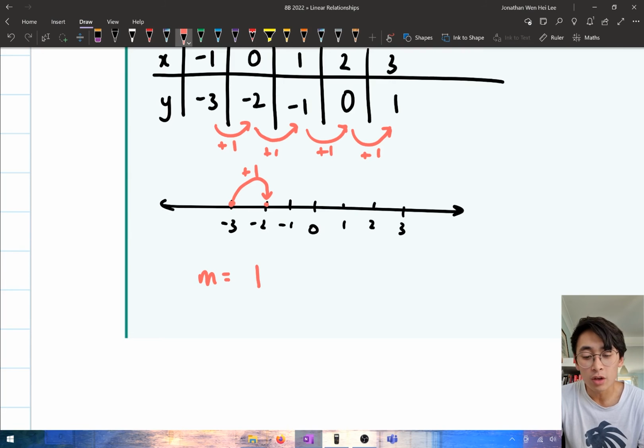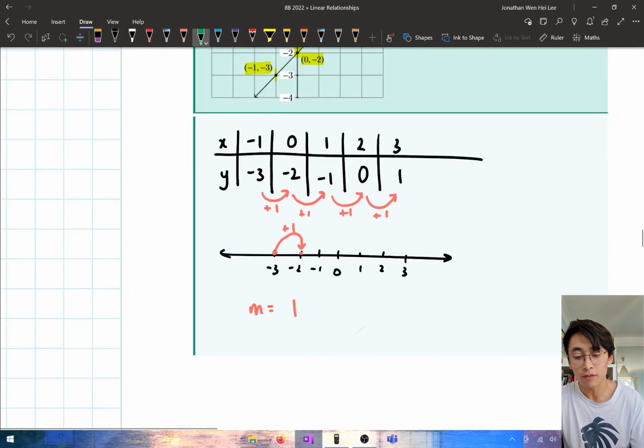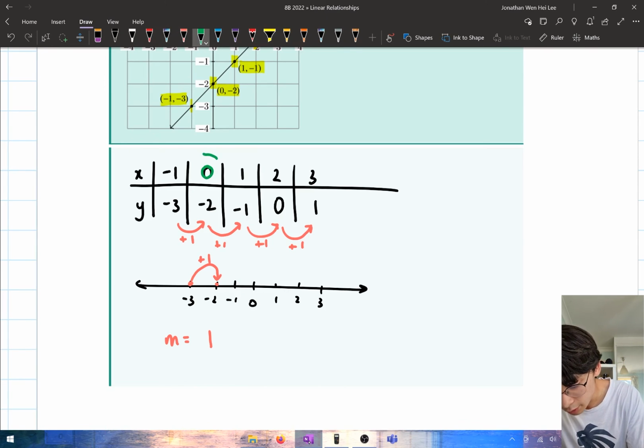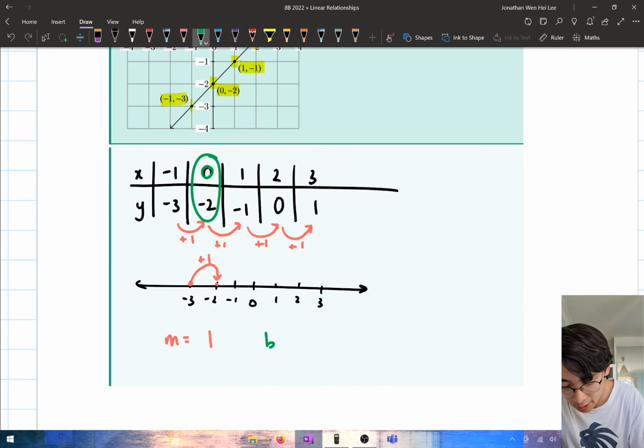Then what we're going to need to do is find the value of b. Now b is the value when x is equal to 0. So if you have a look at my table, do I have a value for where x is equal to 0? Well, actually we do. In this second column over here, we have x equals 0. So for this one, what's the y value? That's just -2. So b is just going to be equal to -2.